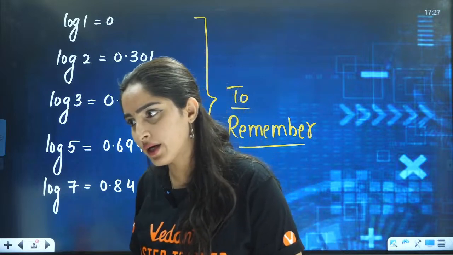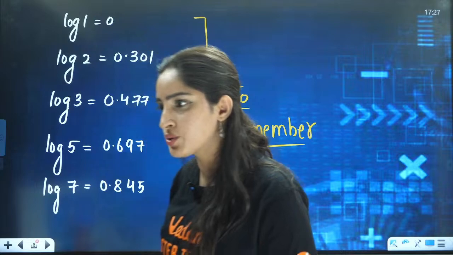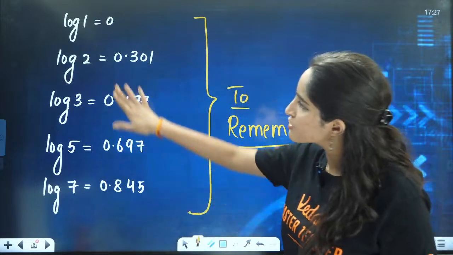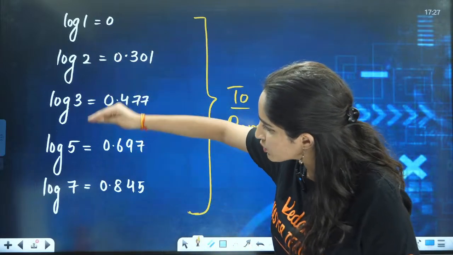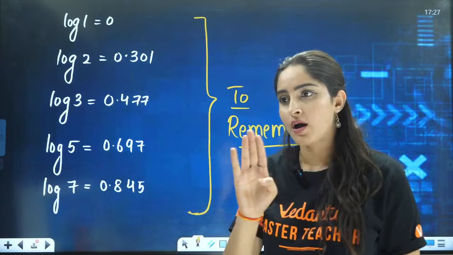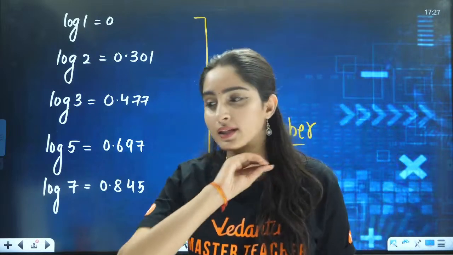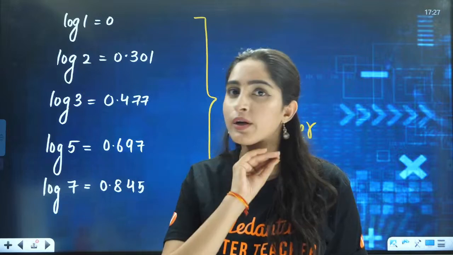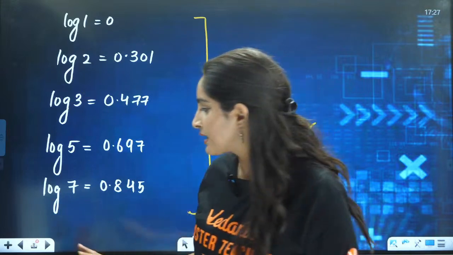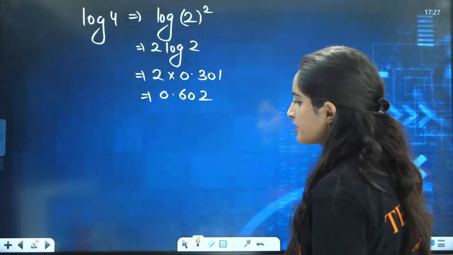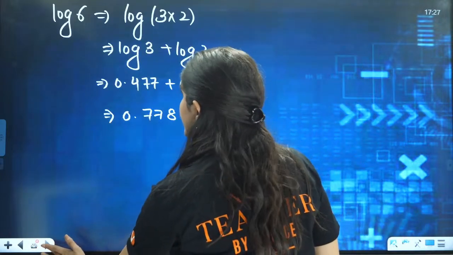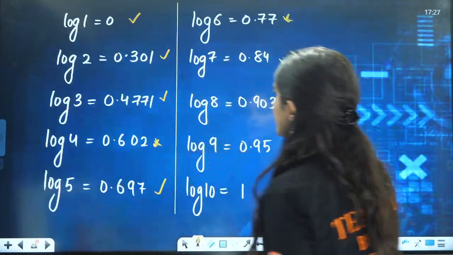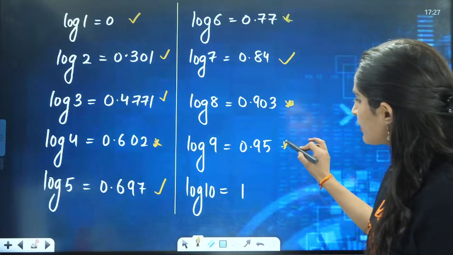We should buy her, ma'am, but the odd values, I am telling you, just remember these 1, 2, 3, 4 values. I am not asking you to remember any other value, right? Other values, so we can easily calculate. Now, how to calculate log 9?